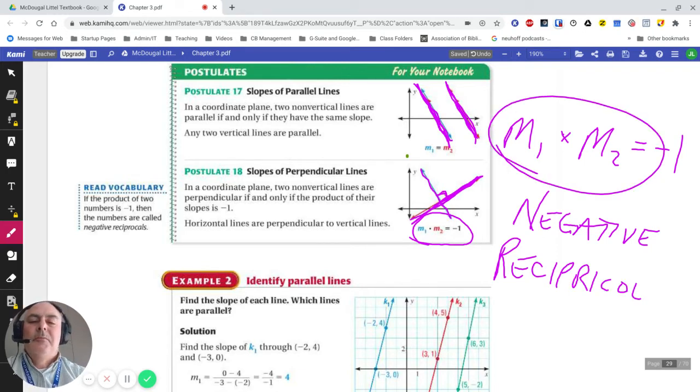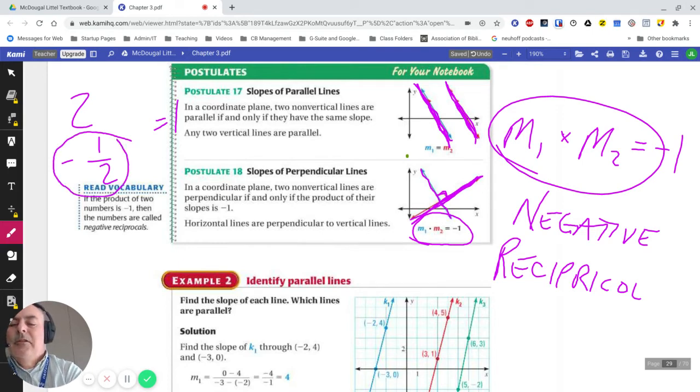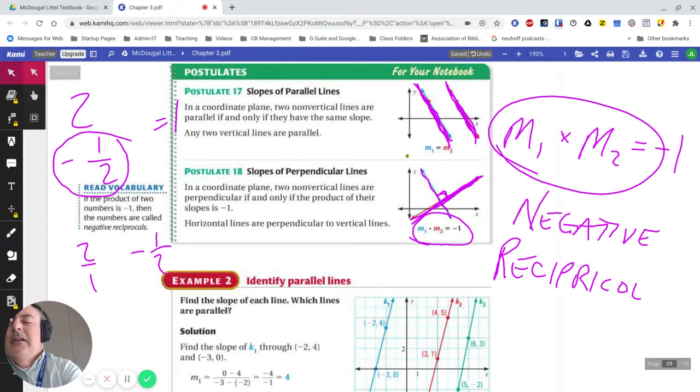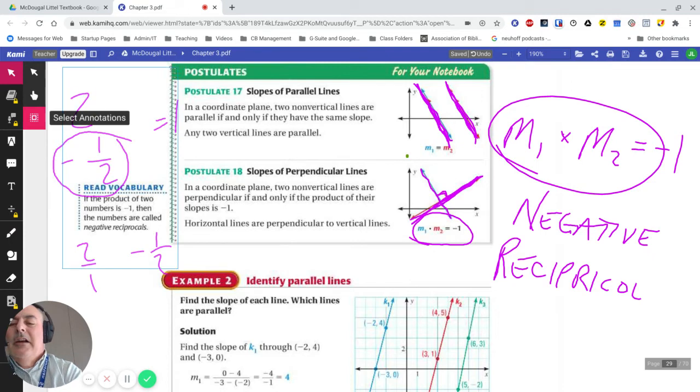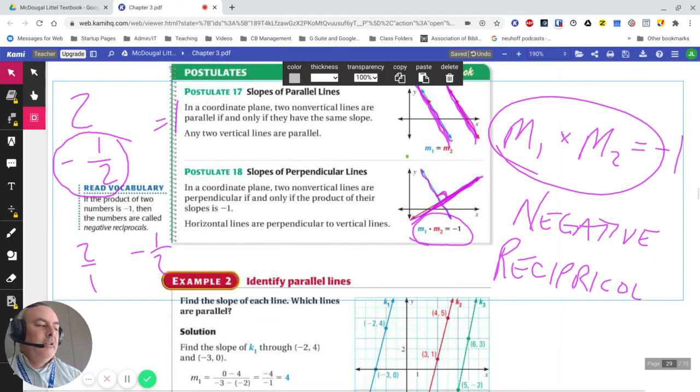So for example, if I have a slope of 2 for one of my lines, the perpendicular line is going to be -1/2. When I multiply those together, I get -1, and we can see this is the negative reciprocal. I went from 2 over 1 to 1 over 2. That was the reciprocal, and I made it negative. That's how I can identify the slope of a perpendicular line.